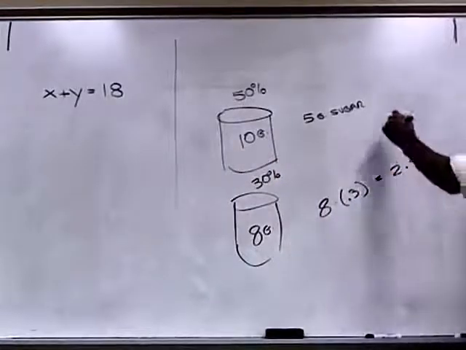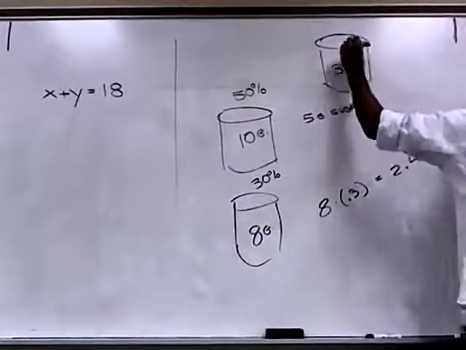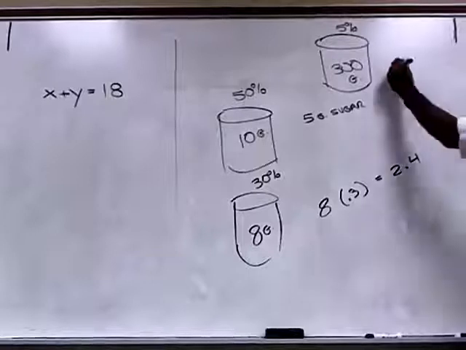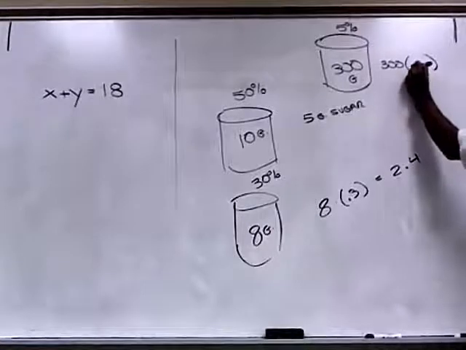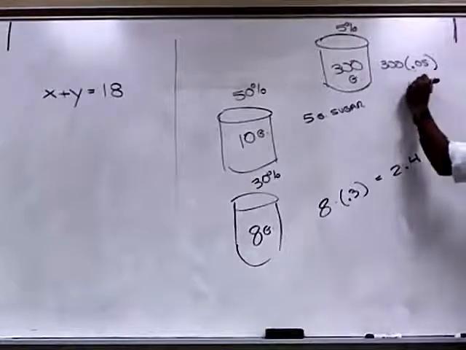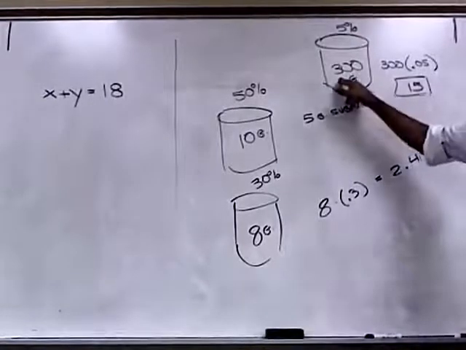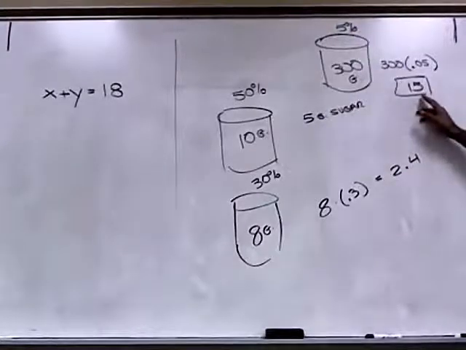If I have 300 gallons here, and I tell you it's a 5% mixture, how much of it is sugar? So what computation will you do? 300 times what? 0.05. And what's that? 15? Do you all understand how this is working? Whatever the amount you have times whatever the percentage is gives you how much sugar you would have in there.